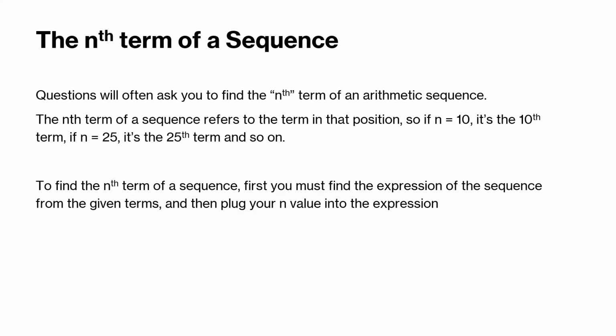To find the nth term of a sequence, first you must find the expression of the sequence from the given terms. You will already be given terms. So for example, our previous sequences, we had the 5 first terms. In the exams, you will get a similar number of terms and you can use those to find the expression. You can then plug your n value into the expression that you found to find the number that they want.